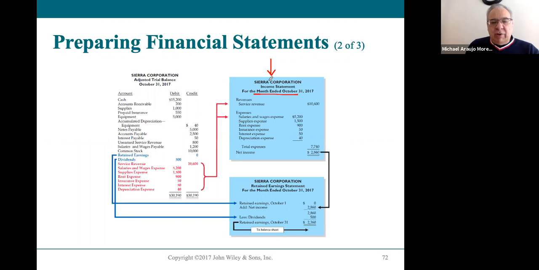As you see here, where did these numbers come from? So when we say we have service revenue, where does this number come from? It comes from the balance in the ledger, which we just put on the adjusted trial balance. So the service revenue, $10,600, is what we put here on the income statement. That's where the number comes from. It comes from the ledger, or in this case, the adjusted trial balance, which all these come from the ledger.